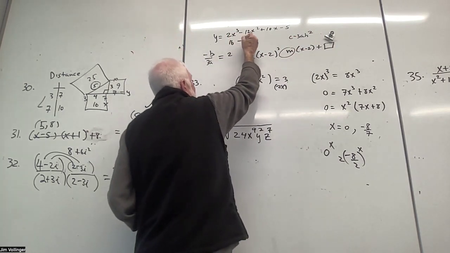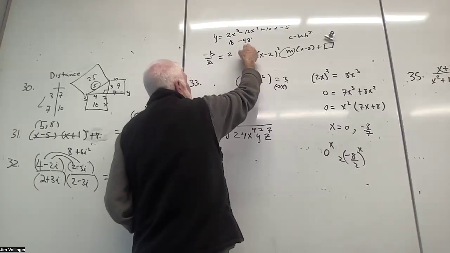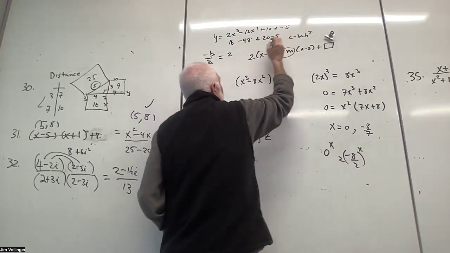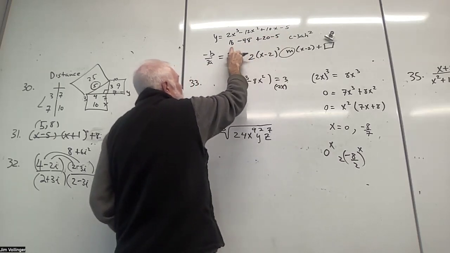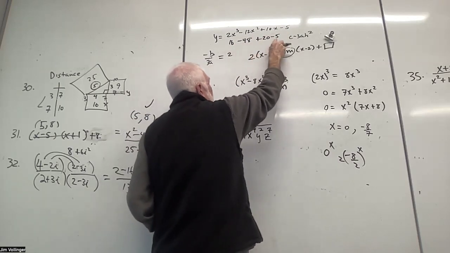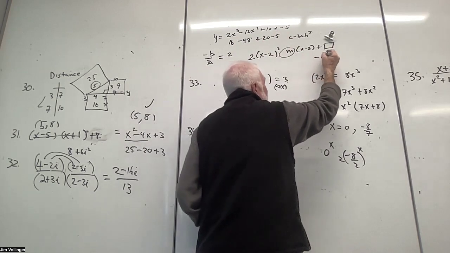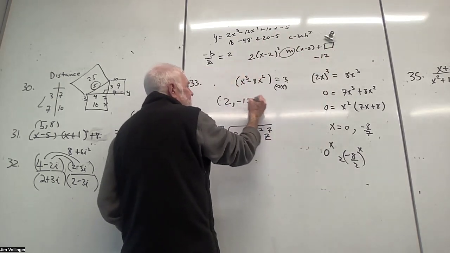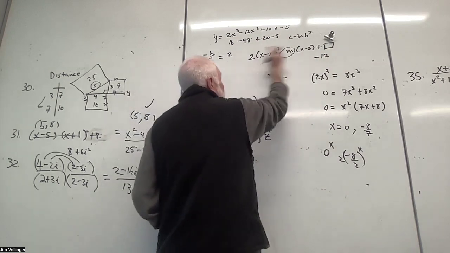16, this better be minus 48 without looking because it's a 3-to-1 ratio. Plus 20 minus 5. Okay, so that's minus 32. Plus 20 is minus 12, minus 5, I believe, is minus 17. So I believe the answer is (2, minus 17) if I'm not too close to the board and making a mistake.